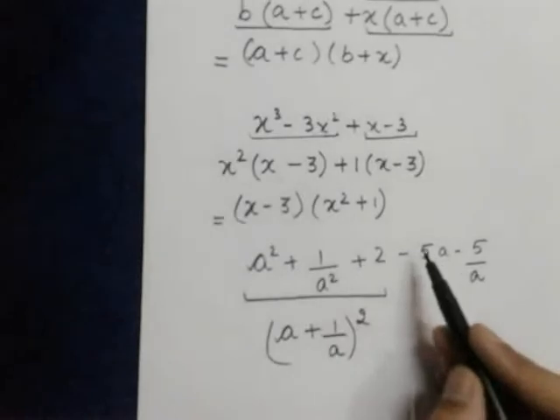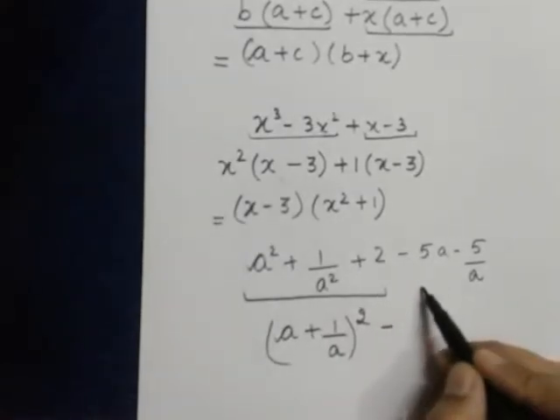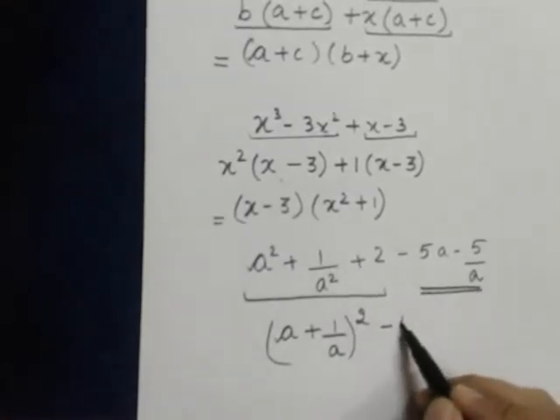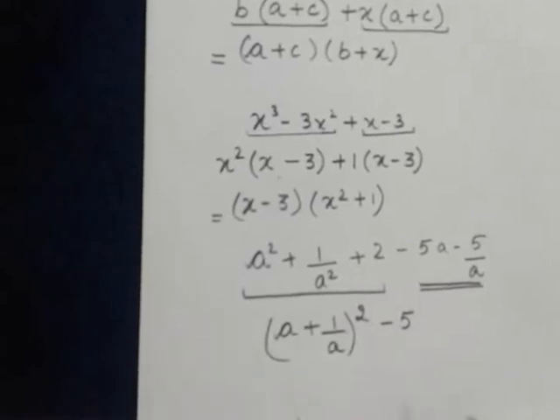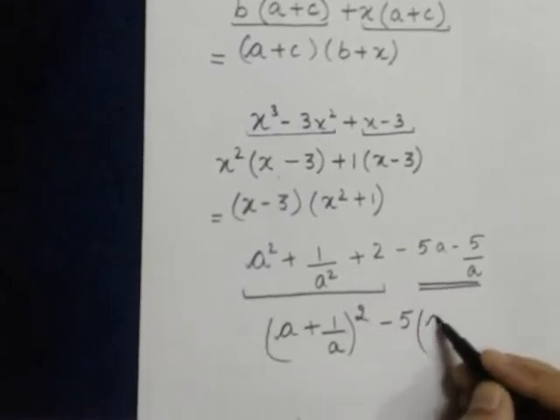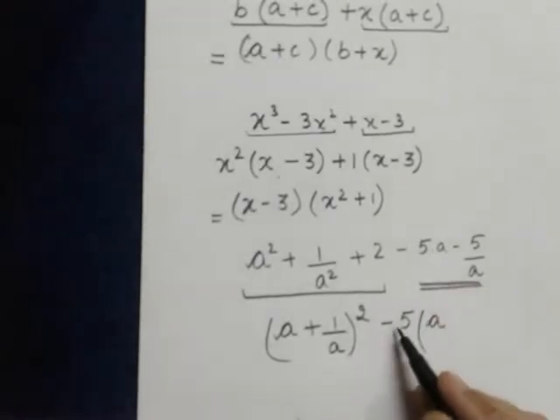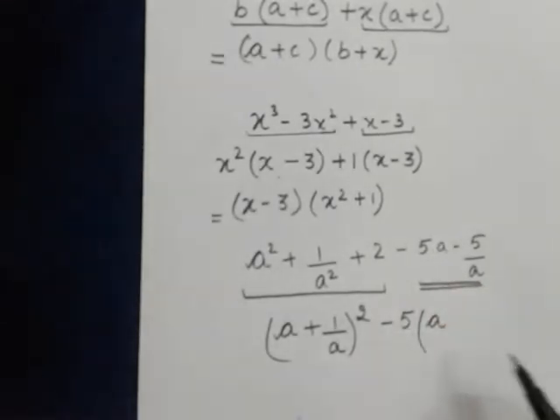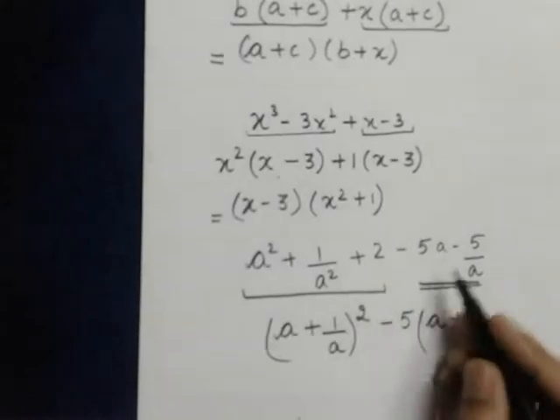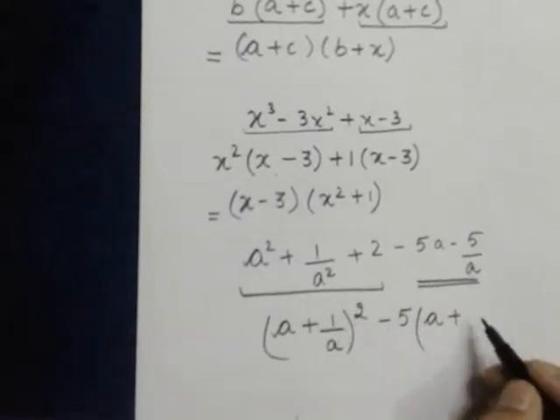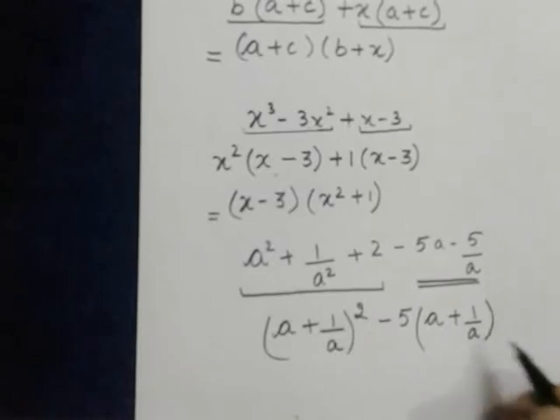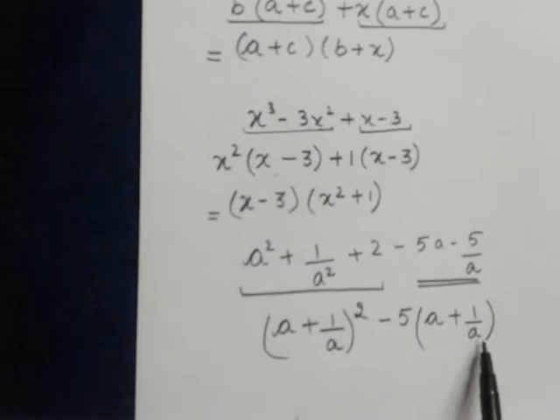Why have we written it? Because if I take minus 5 common from these two terms, what will be left? a will be left here. Minus 5a divided by minus 5 gives me a, and minus 5 upon a divided by minus 5 will give us plus 1 upon a. If I take minus 5 common here, we will get a plus 1 upon a.